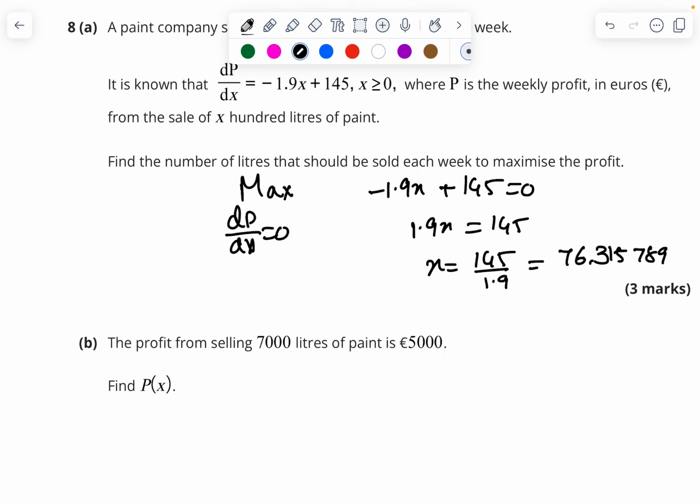So it is going to be 76, 7631 and 100 liters. So what is that?